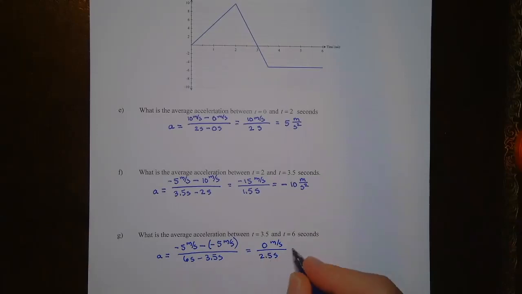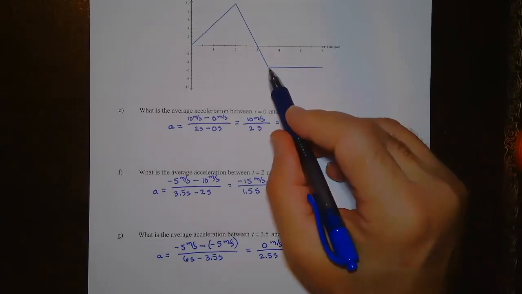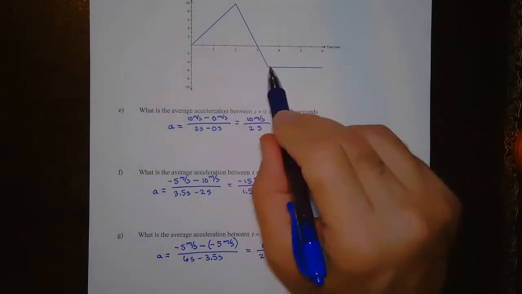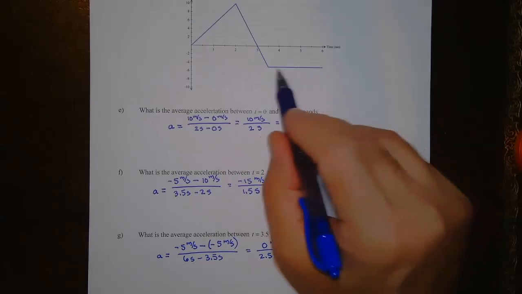So 0 divided by 2.5 would be 0 meters per second squared. Okay, so what is this telling me if the acceleration is 0? That means the velocity was not changing. We weren't adding to the velocity. We weren't removing. It was staying the same. And that's what's showing up right here, because if you look, the velocity is the same velocity. It's -5. It's -5 the whole time we're on here. This is a constant, okay, right in here.